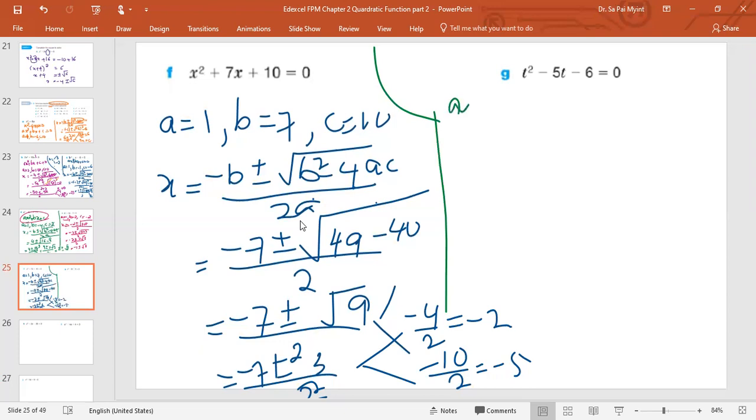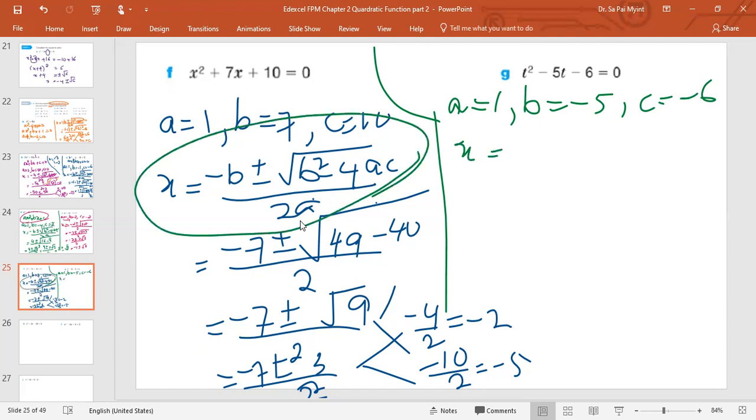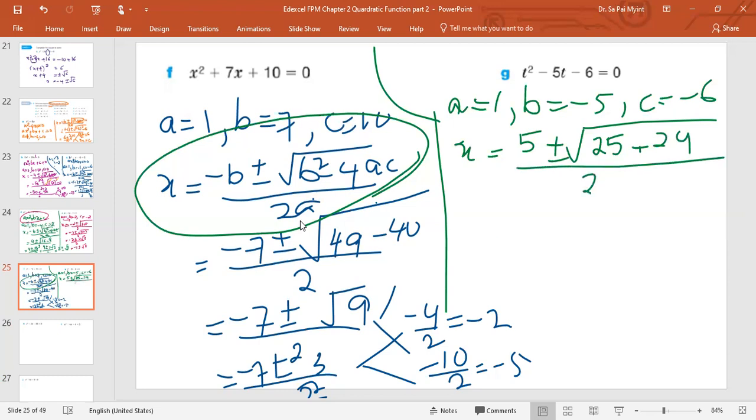Okay, you can write A is the coefficient of t squared, 1. B is the coefficient of t, minus 5. C is the constant, then minus 6. Okay, and then what do you do? T is equal to negative B plus or minus square root of B square minus 4AC over 2A. And then plug in. What do you get? Negative minus 5 is 5, plus or minus square root of B square, which is 25, minus 4AC. 4 into A is 4. Minus changes to plus. 4 times 6 is 24, divided by 2A, which is 2.